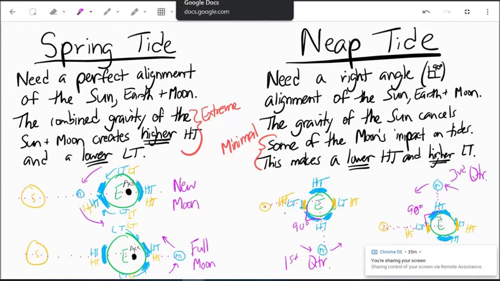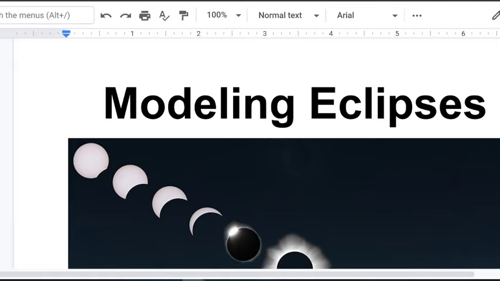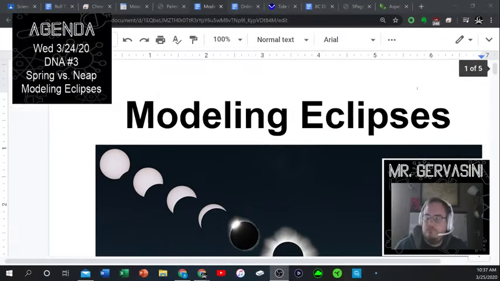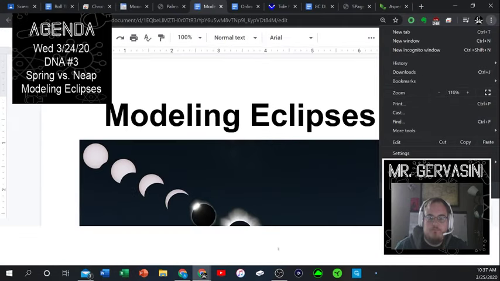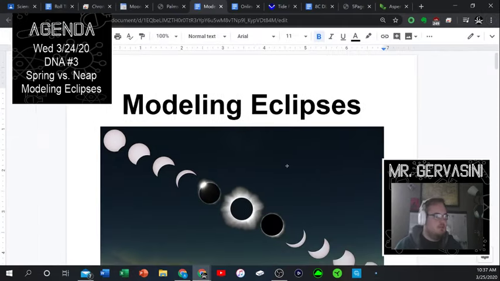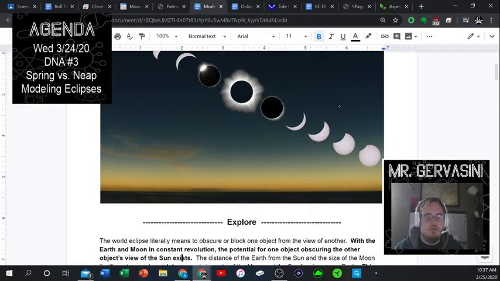So, modeling eclipses. All right, Ryan's good. Zoom out just a little bit. This is the last phenomenon that we're going to be talking about. We've talked about day and night, seasons, and tides. Now we're talking about eclipses. This is the last thing that you see in nature with the sun, earth, and moon.